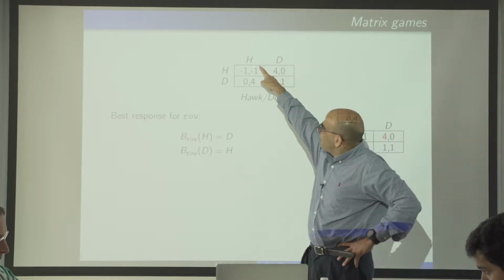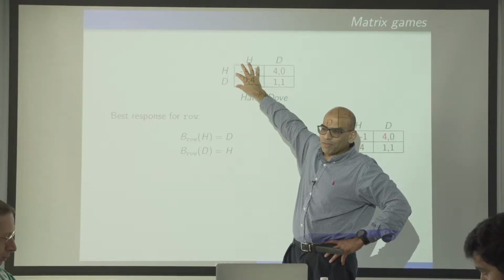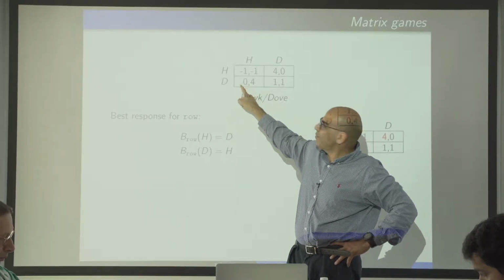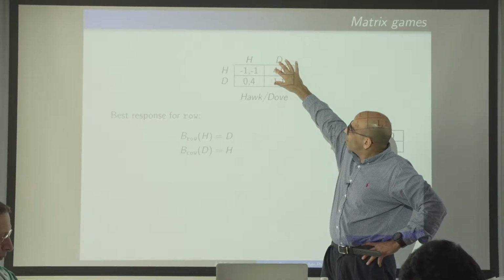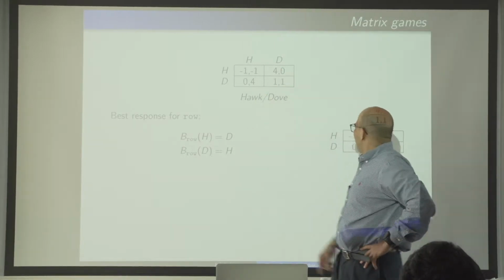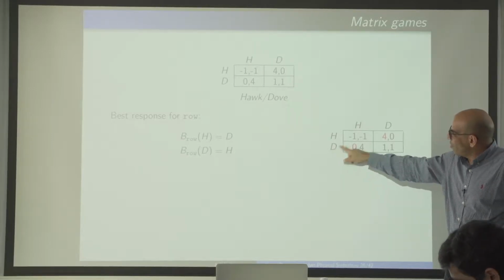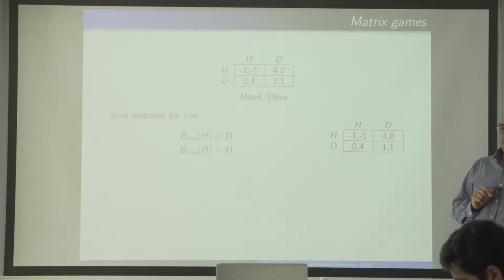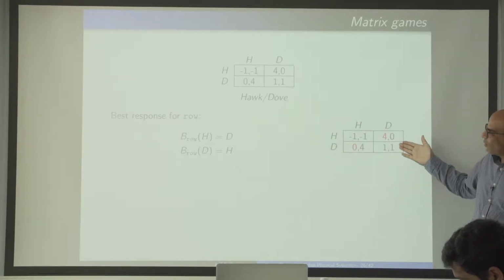If the column player plays H, the row player has a choice between these two numbers. Bigger is better. So the best response to H is D. Okay? If the column player plays D, the row player has a choice between 4 and 1. The best response is 4. And therefore, we can illustrate the best response function here. 0 means that D was the best response to H, and it's red here. So H was the best response to D. This is the best response function. We just built the best response function for the row player.